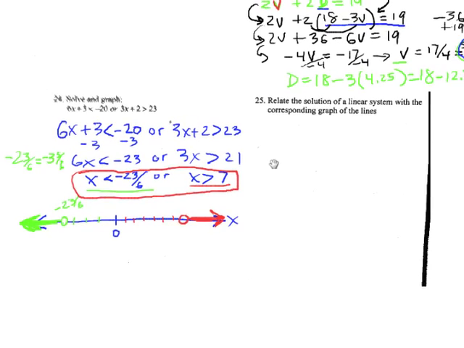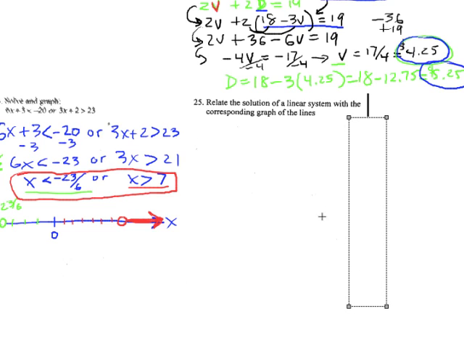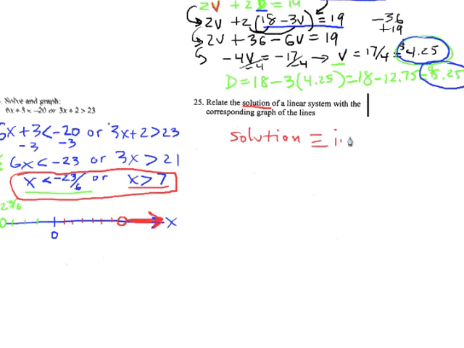Relate the solution of a linear system with the corresponding graph of the lines. So this is like a bigger concept thing here. Can we get rid of this? So what does it mean to solve a system? A system is just 2 lines or 2 equations. And when you solve something, you're solving for the intersection. So the solution is the same as the intersection of a system.